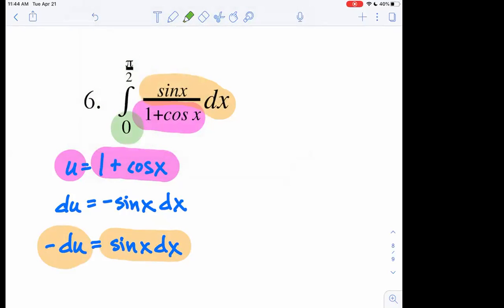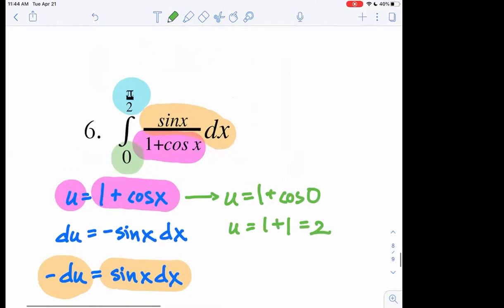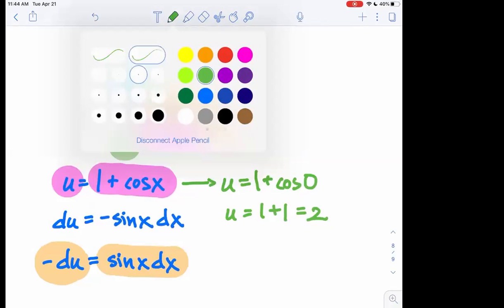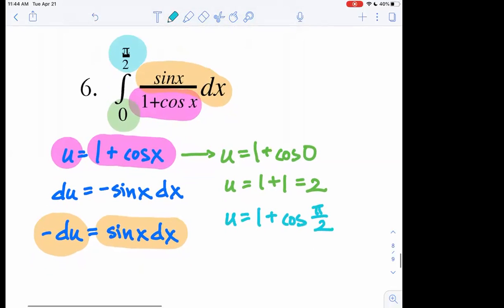Now I'm going to go ahead and change my bounds as well. So the bottom bound I have to change, and the top bound I also have to change. Okay, so u equals 1 plus cosine 0, which is 1 plus 1, which equals 2. So my new bottom bound is going to be 2. My new top bound is going to look like this. I know that cosine of pi over 2 is 0, so u equals 1 plus 0, or 1.